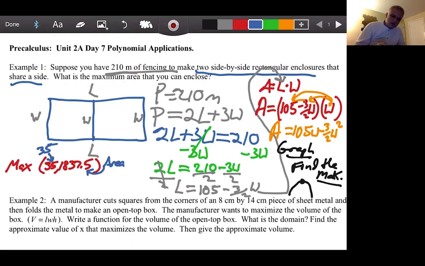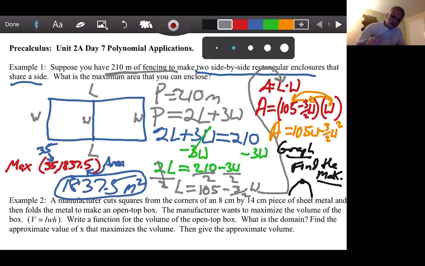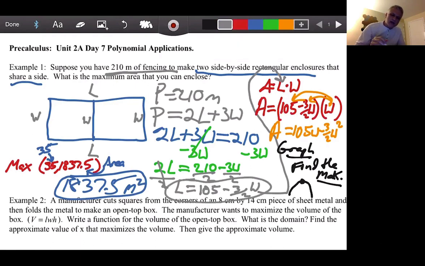So the question was, what is the maximum area that you can enclose? Well, the answer is 1,837.5, and it's area, so it's always squared. Meters times meters is meters squared, right? That's your maximum area. So the width would be 35 meters. And then your length, if you remember correctly, was 105 minus 3/2 times W. So if you want to find the length, you substitute 35 for the W, and you can find your length. So if you physically wanted to go out and cut the fence into sections, it'll be 35, 35, 35, and then you'll have your pairs of lengths. All right, that's question 1.